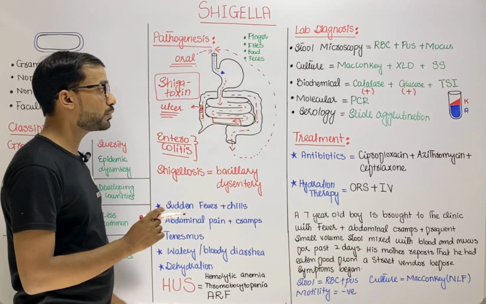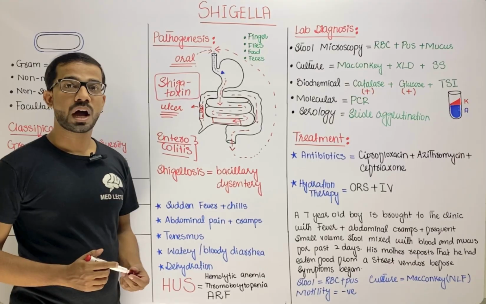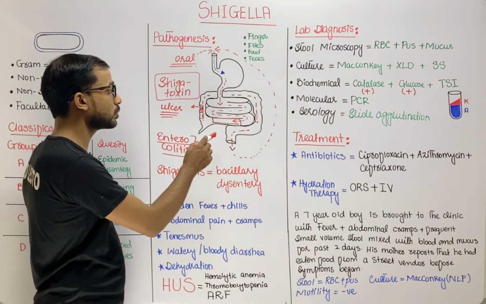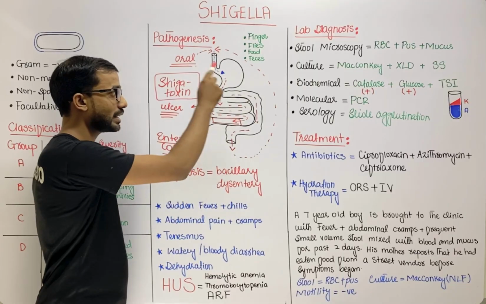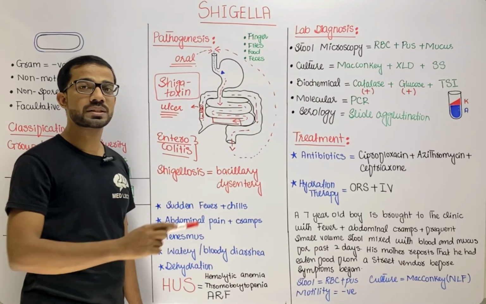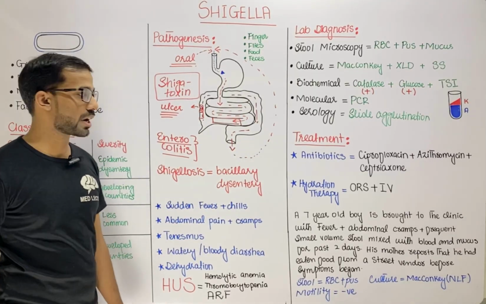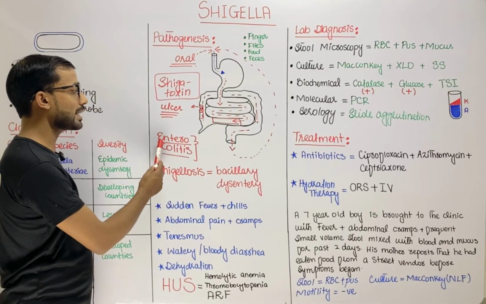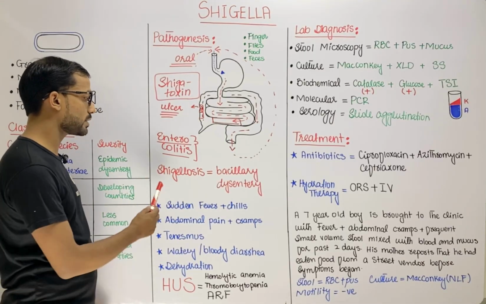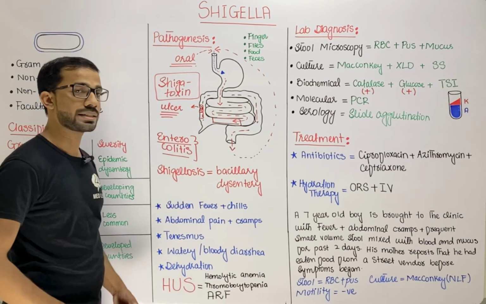So you have to be careful about hygiene. It transmits through the feco-oral route, so it circulates from one person to another. That is the important thing which you have to remember. Shigella causes enterocolitis. We can also say shigellosis or bacillary dysentery.